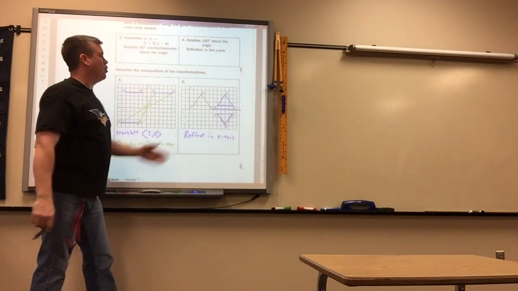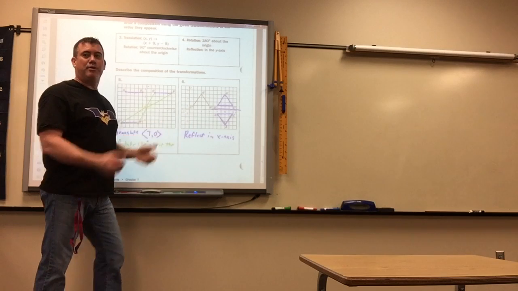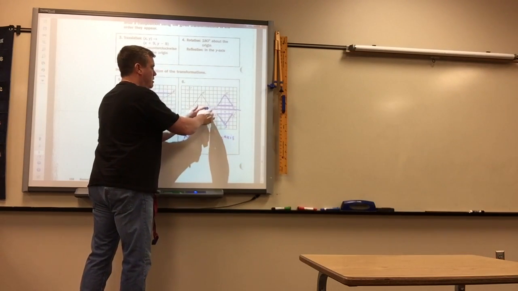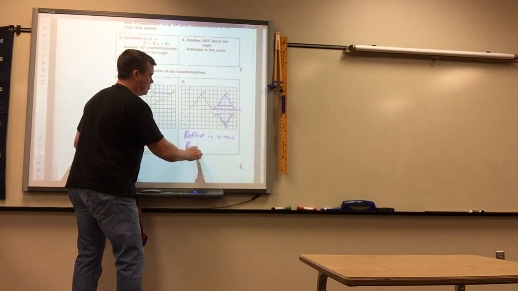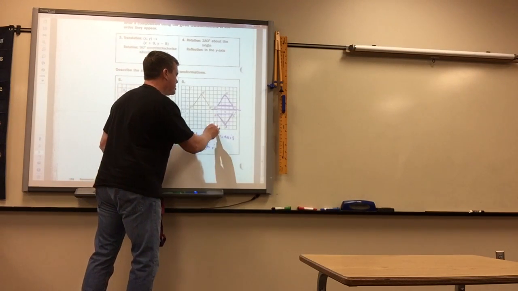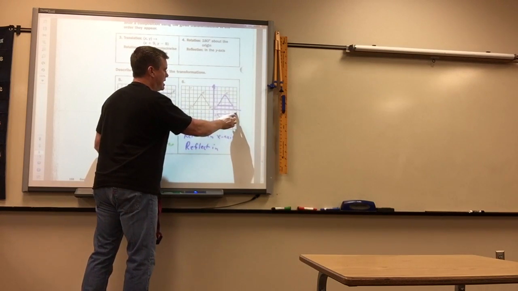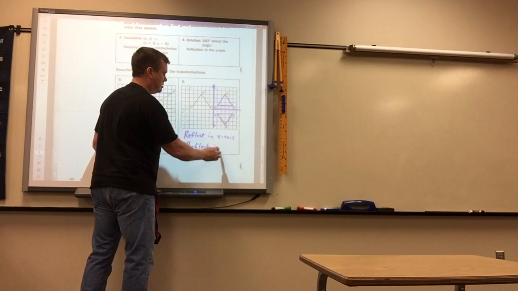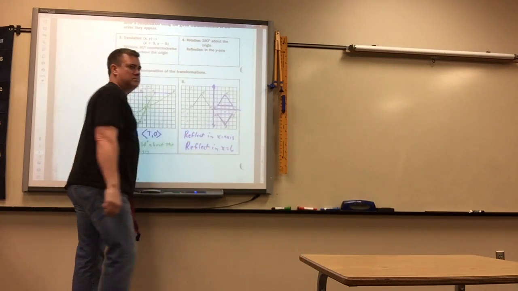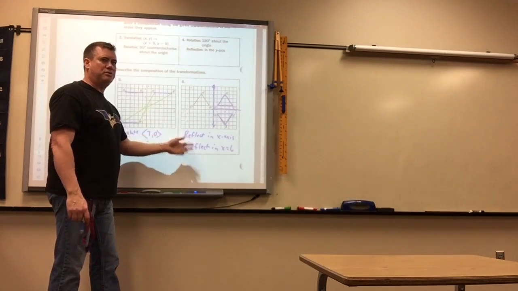Then, what did I do to get from here to here? They reflected it again, because you notice here B's on the left, here B's on the right. Is that on the y-axis? No. So you do another reflection, this would be the line right there. No, it crosses the x-axis at 6. This is the line x equals 6. So it's a reflection, reflection.